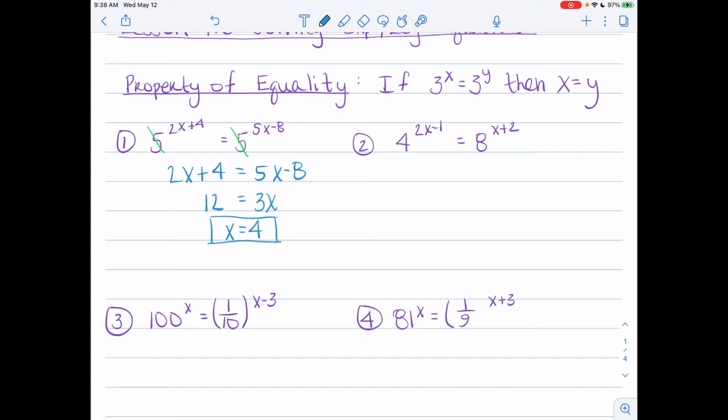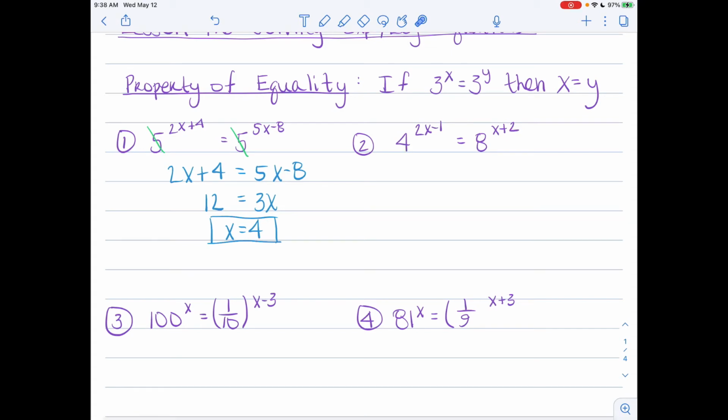So it becomes a fairly simple algebra equation once we are able to eliminate the exponent bases and just solve for exponent equal to exponent. Let's look at this next one. So I have 4 raised to the 2x minus 1 power and 8 raised to the x plus 2 power.